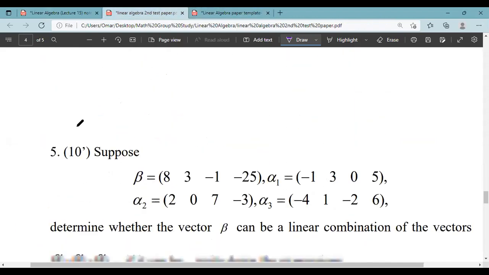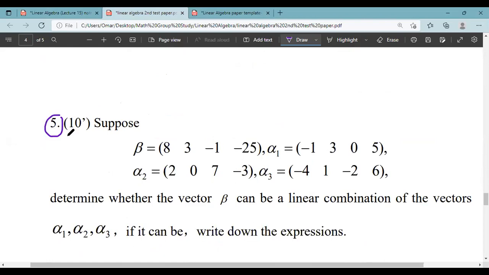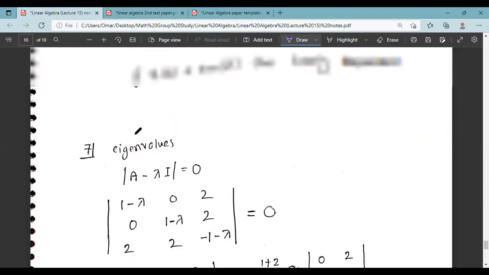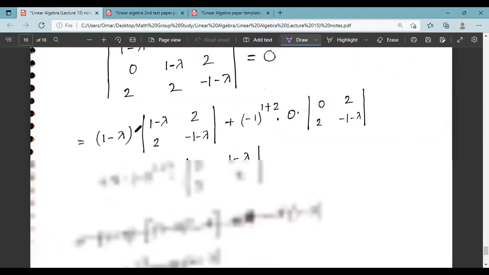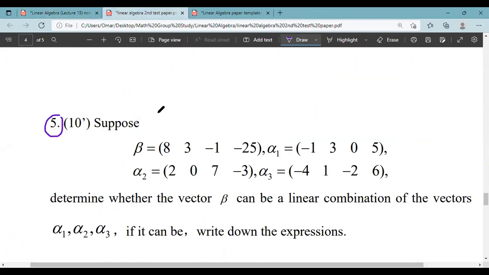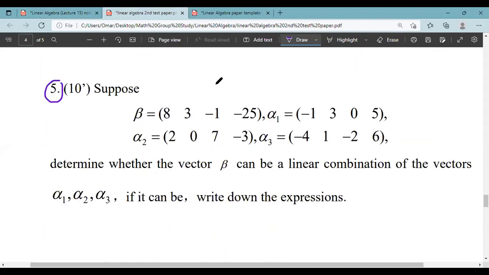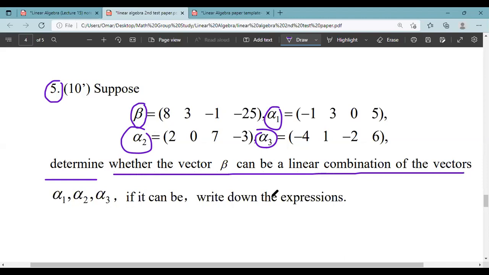So can you move to the next question here? Question number 5. Guys, can you hear me? So we have four vectors here: beta, alpha 1, alpha 2, and alpha 3. And we have to determine whether the vector beta can be a linear combination of the vectors alpha 1, alpha 2, and alpha 3. If it can be, then write down the expression.